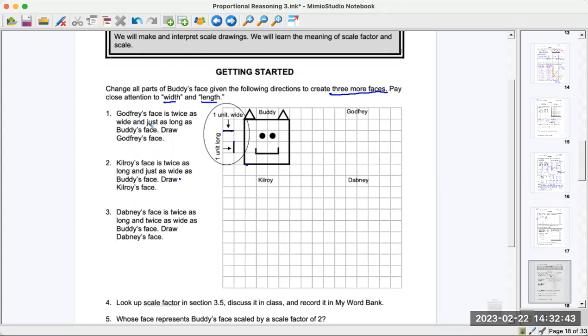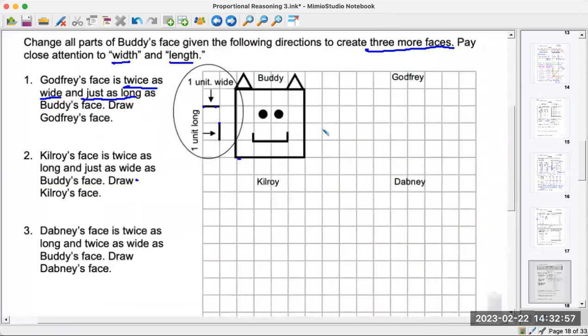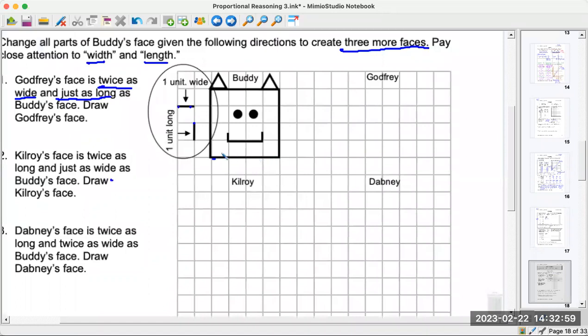Let's look at number 1. Godfrey's, it's hard to say. Godfrey's face is twice as wide and just as long as Buddy's face. Draw Godfrey's face. So we'll go to Godfrey. So his face is twice as wide. So that's this one. We're going to multiply this by 2, but we're going to keep the length the same. It says just as long, right?